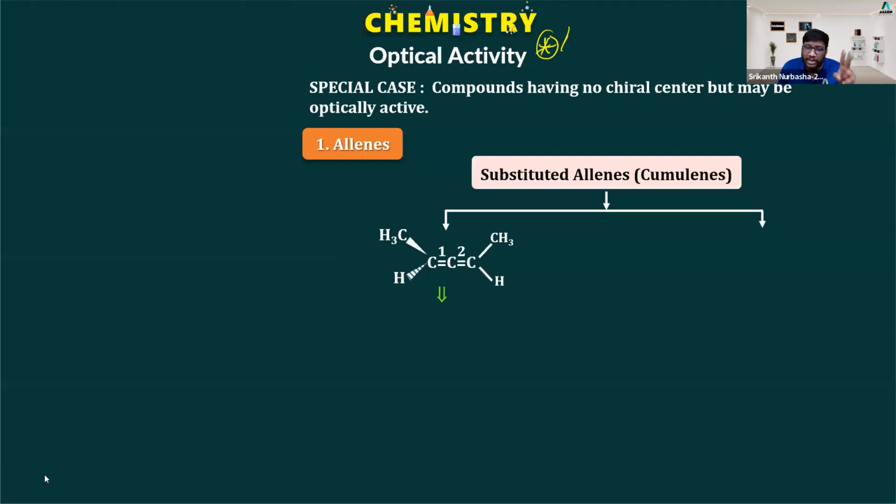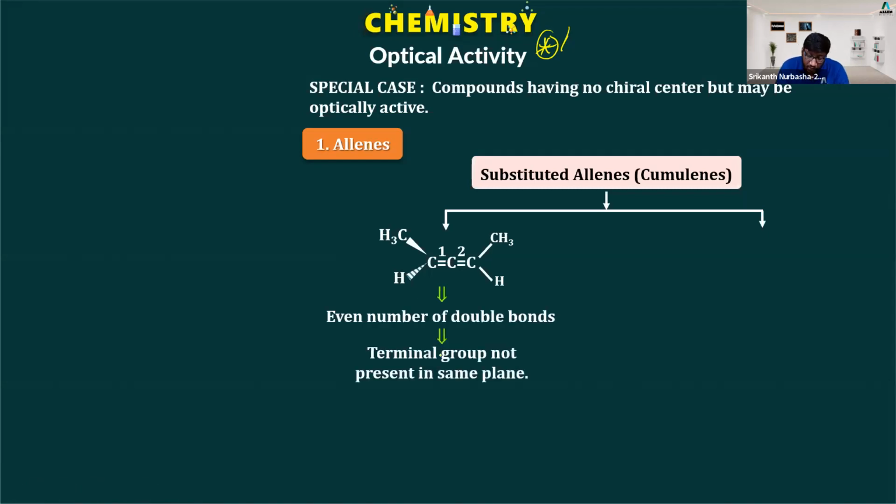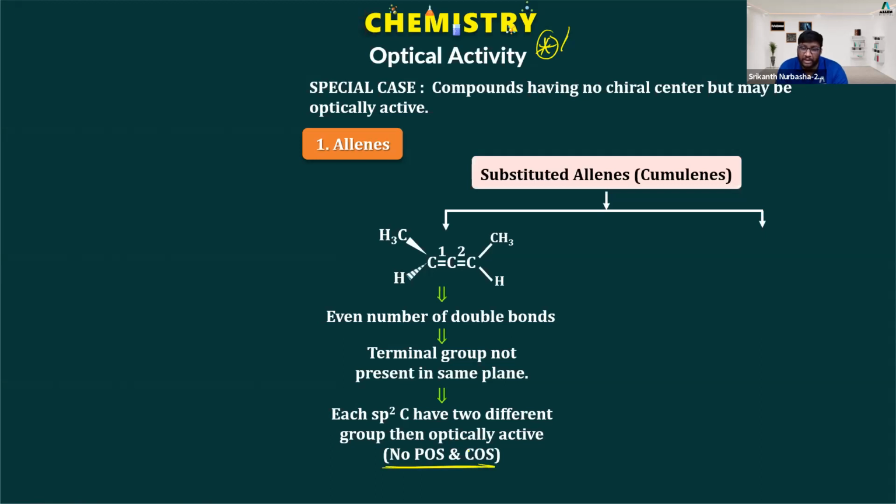Two conditions you have to check for optical activity. First, you should have an even number of double bonds. Second condition, each terminal carbon atom should be connected with two different groups, not the same groups. And the terminal groups should not be present in the same plane. When each sp2 carbon has two different groups, then it is optically active because there won't be any plane of symmetry or center of symmetry.